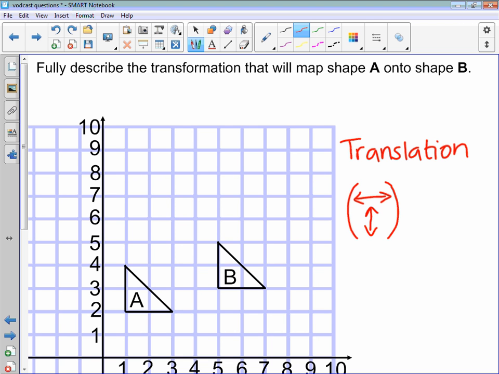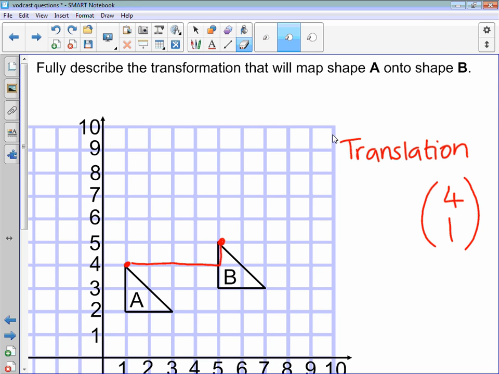Now, to work this out, we look at one corner on triangle A and look at the corresponding corner on triangle B. So if I take this top corner here, the corresponding corner on triangle B is going to be this one. I'm going to see how far that corner has moved. Well, that corner has moved 1, 2, 3, 4 spaces to the right, and then 1 space up. So because it is 4 spaces to the right, I have a positive 4 at the top, and 1 space up means I need to have a 1 at the bottom. So to describe the translation, we have a translation with the vector (4, 1).